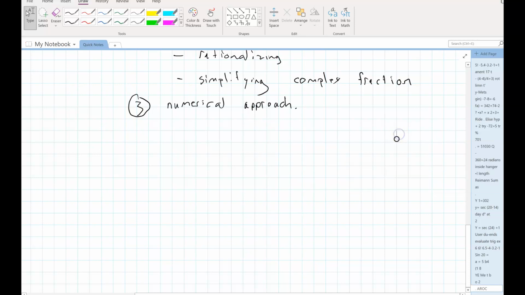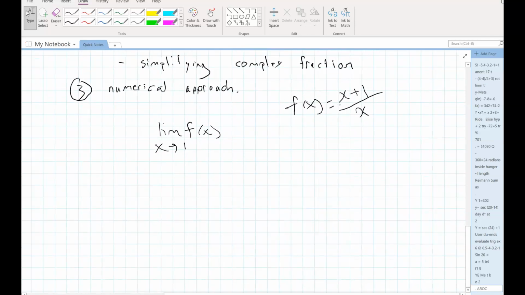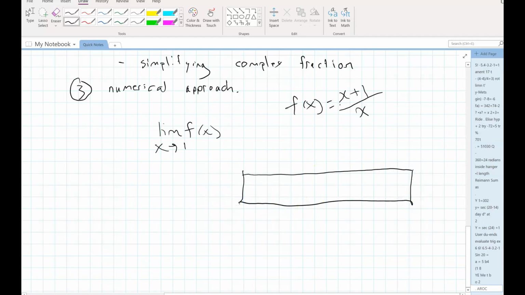Basically what we're doing is, let's say I'm trying to evaluate the limit of f of x as x approaches 1, and let's say that f of x is x plus 1 over x. So the numerical approach would be really just looking at tables, kind of like we did in the Zaforian exercise.